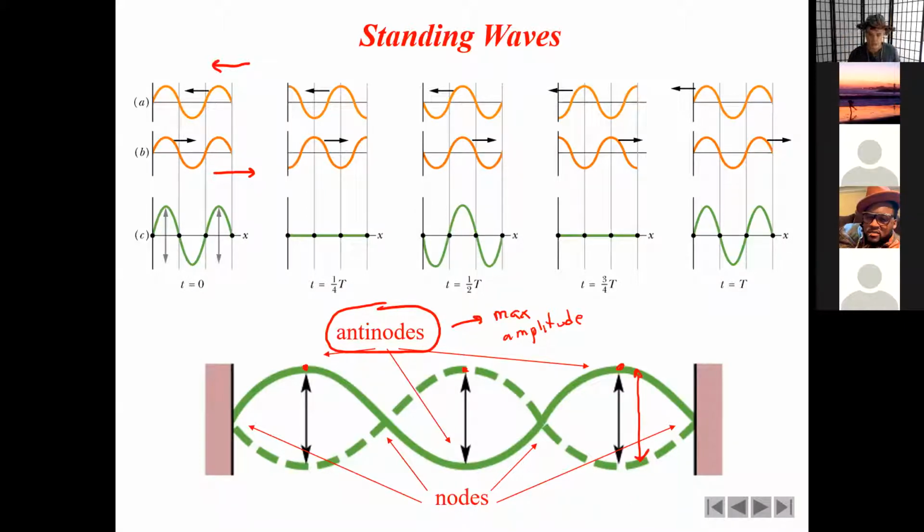A node, I think about node as no amplitude. This is where fully destructive interference is happening. The two waves cancel each other out. So this right here would be a node. This right here would be a node. This right here would be a node. That right there would be a node.